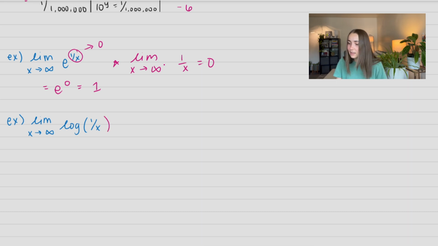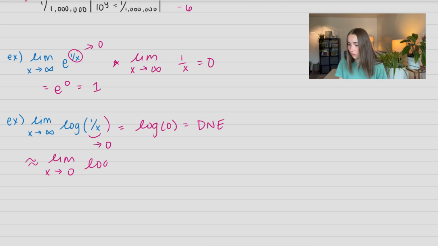Let's go ahead and do the same thing. Again, this inside, 1 over x, is going to go to 0. Using direct substitution is actually not going to help us right now, because log of 0 does not exist. But that doesn't mean our limit does not exist. What actually happens is this behaves really similarly to the limit as x approaches 0 of log of x, because this inside that I just scribbled under is approaching 0. It's not equal to 0, it's approaching 0. So that means this is equal to negative infinity. I'm going to rewrite that whole thing.